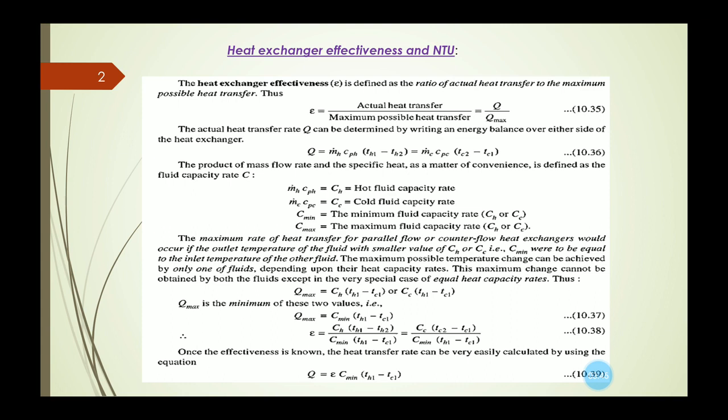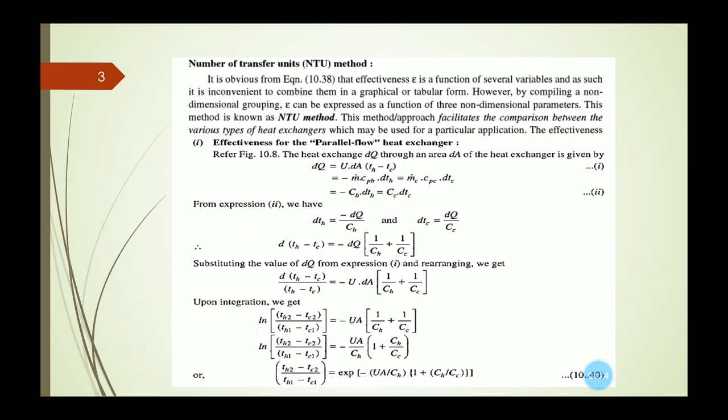So if it is so, in that case we can write the effectiveness, that is actual heat transfer by maximum possible heat transfer, equals Ch times Th1 minus Th2 divided by C min times Th1 minus Tc1. So this equals Cc, the heat capacity rate for the cold fluid, multiplied by Tc2 minus Tc1 divided by C min times Th1 minus Tc1. And once the effectiveness is known to us, then the heat transfer rate can be calculated by using the equation Q equals epsilon C min multiplied by Th1 minus Tc1. So these formulas we need to remember to solve the numericals.